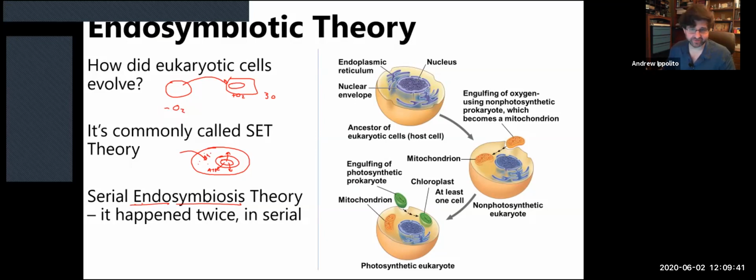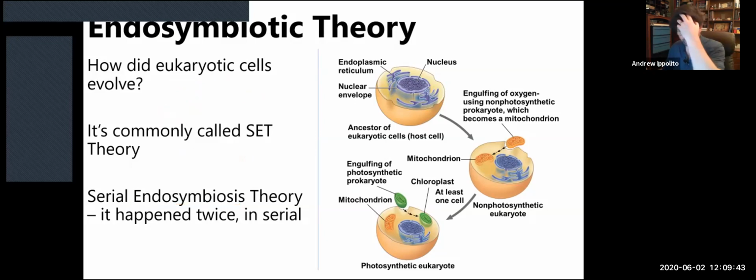Now, what's the evidence for this? There's tons. I won't go into the details, but just quickly, all mitochondria and all chloroplasts have their own genome. And that genome is a small circular piece of DNA, just like bacterial cells. That's 1. 2, they're about the same size. That's easy. 3, they have their own ribosomes.